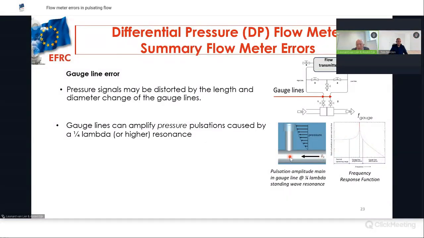You have the main line here. This is the gauge line. You have the flow transmitter here. And what you see is the amplitude of the pressure pulsations in case of a resonance. And you see that it is highest at the flow transmitter.